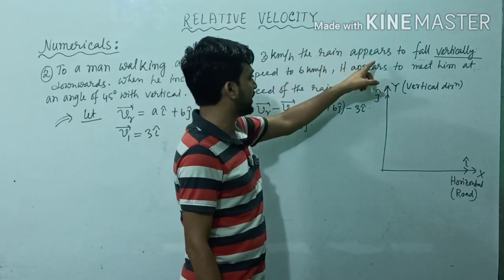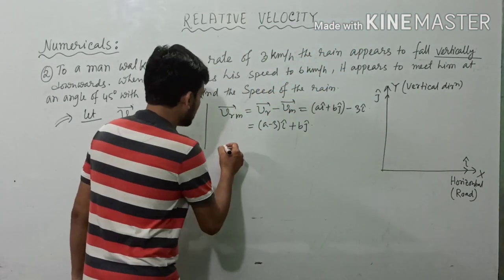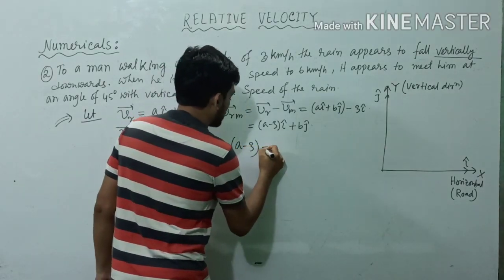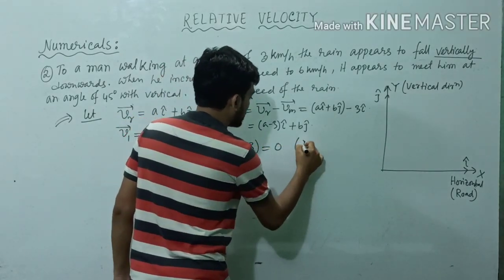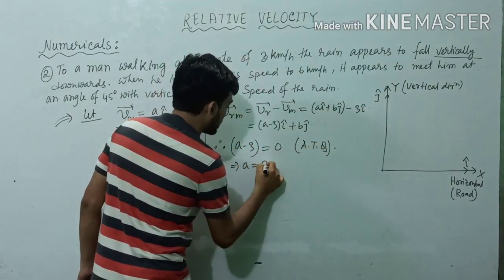The man is finding the rain to fall vertically downward. Therefore a minus 3 should be 0. This is according to the question. So from here we are getting a is equal to 3.